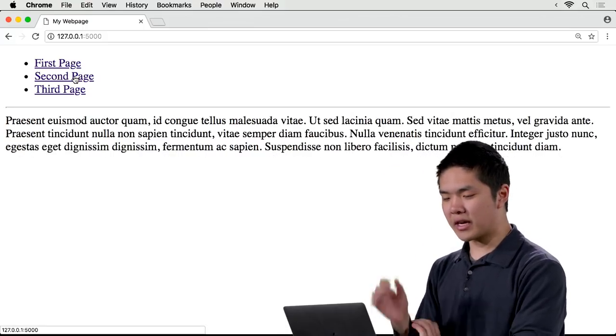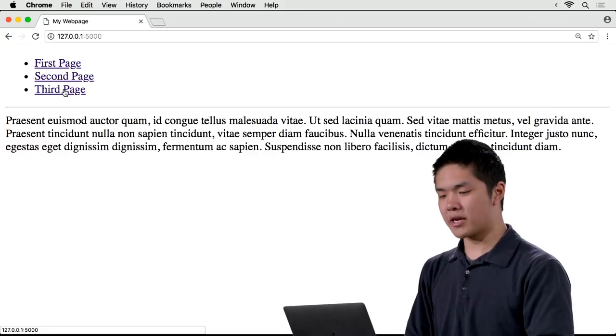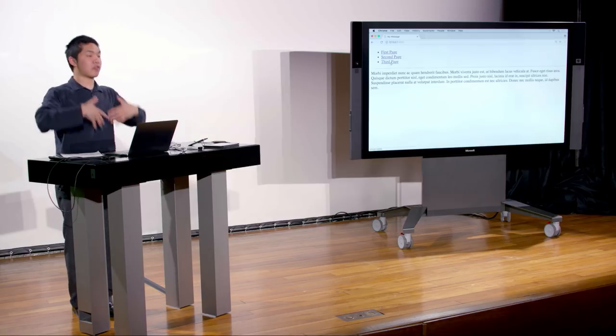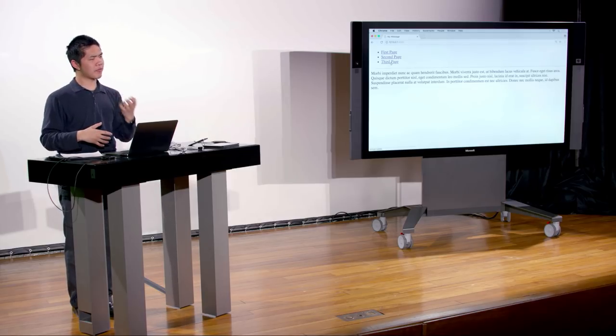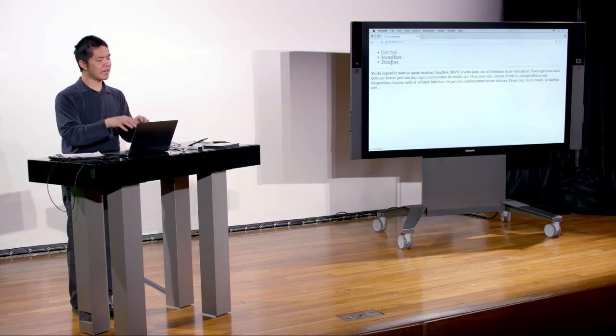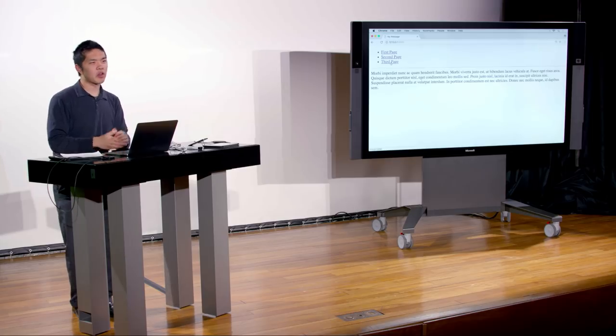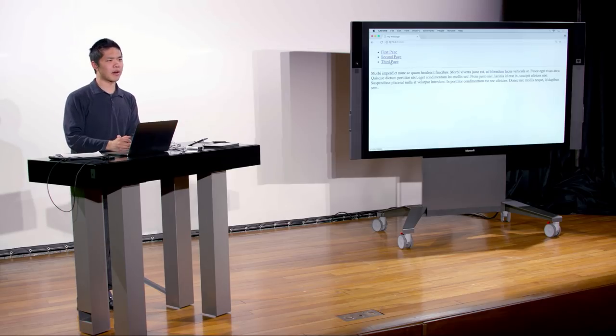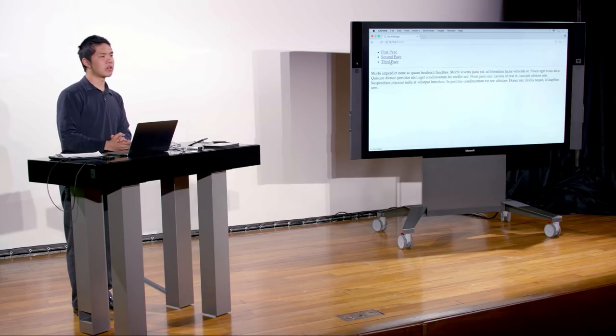And now if I click on second page, then I see the contents of the second page, third page on the third page. And never am I making a request for a brand new page. I'm just pulling information that I need from the server and plugging it in to where I need it. And so why might this single page approach be advantageous over a multi-page approach like the one we saw at the very beginning? What advantages does this have that might make it useful for some web applications?